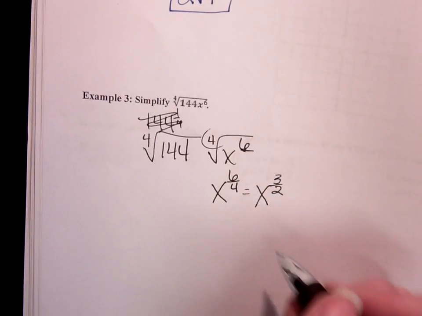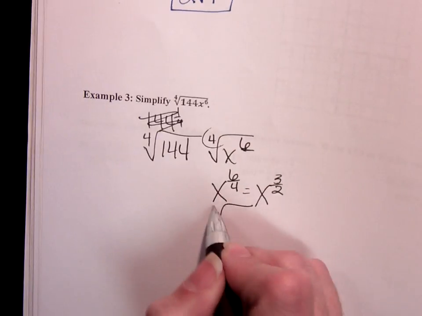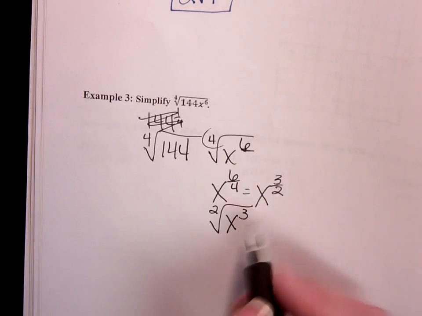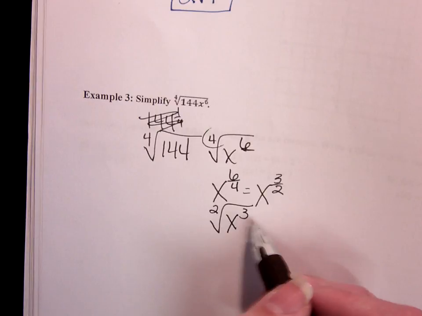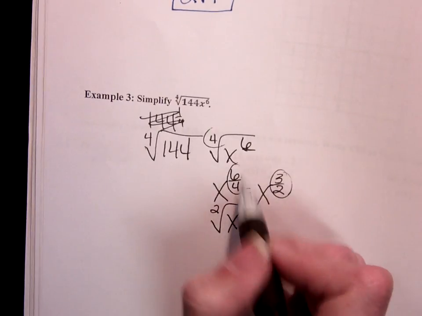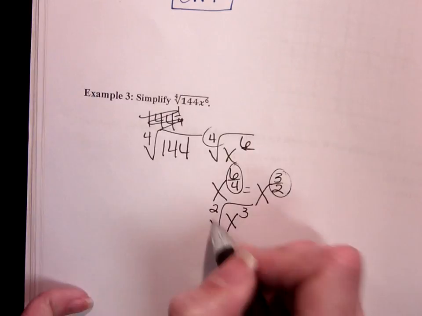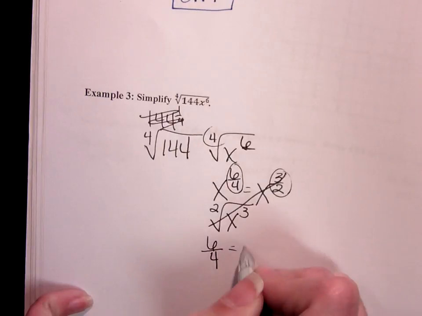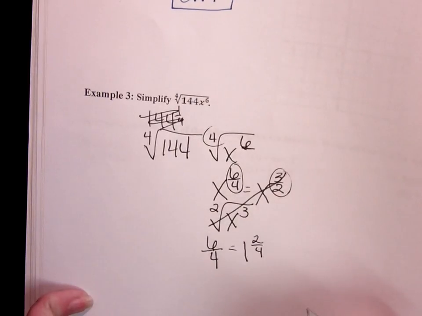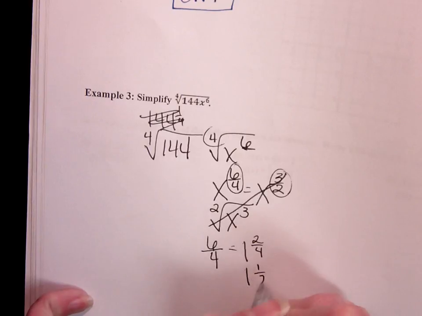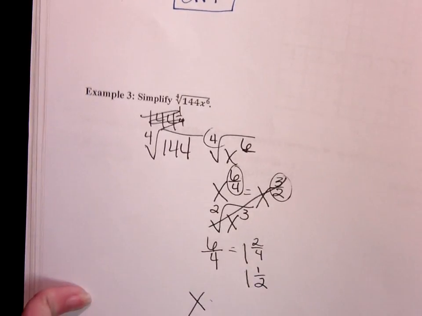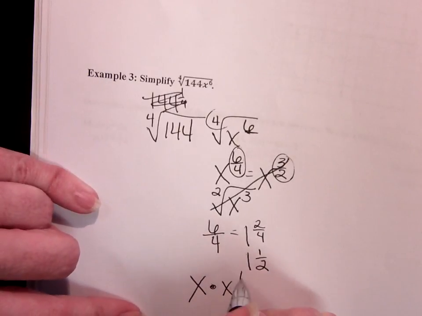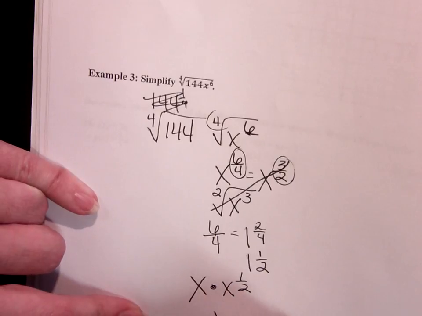So all we really end up doing is changing this to the square root of x cubed. But this still isn't, the power in here is bigger. This is an improper fraction. This is an improper fraction. So let's back up a little bit and think about 6 over 4. That's the same thing as 1 and 2/4, or 1 and 1/2. That means I have one x that came out, and I'm left with x to the 1/2, or the square root of x.